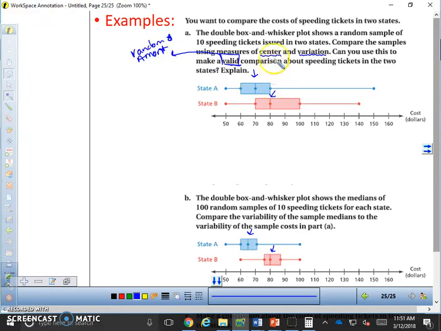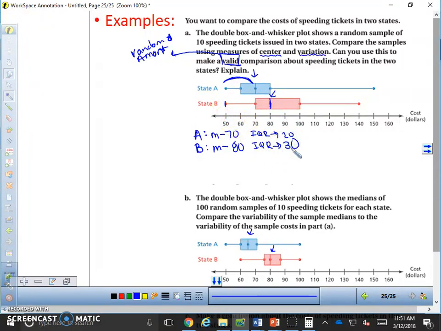Okay, so the center is your median. So for state A, the median is 70. And the variation, the interquartile range, is the distance between the very first one and that middle number, which is 20. Interquartile range, 20. Okay. State B, the median, the middle, is 80. And the interquartile range, from this point right here to this point right here, is 10, 20, 30.